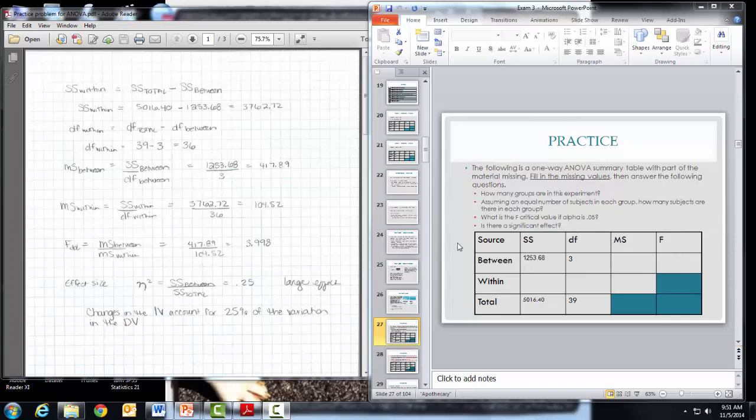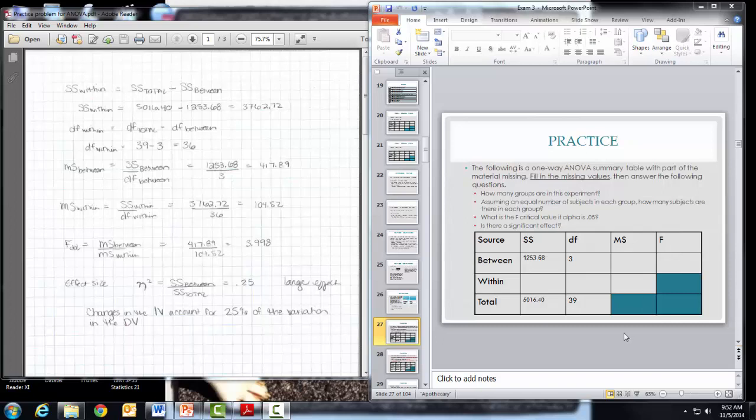So in this first practice problem, we can look at the PowerPoint here, and we see that the following is a one-way ANOVA summary table with part of the material missing. And so we're going to work on filling in the missing values in the table first, and then we're going to answer the following questions that are listed here. How many groups are in this experiment? Assuming an equal number of subjects in each group, how many subjects are there in each group? What's the F-crit value if alpha is 0.05? And is there a significant effect?